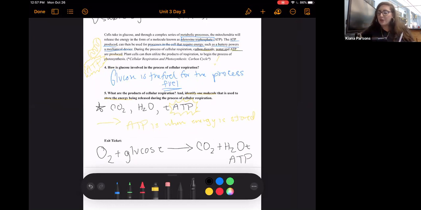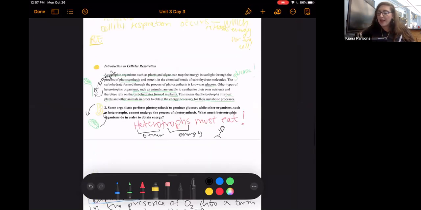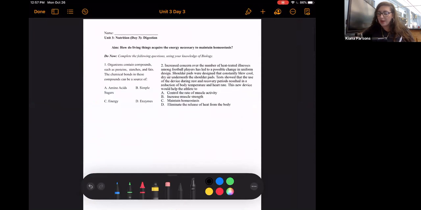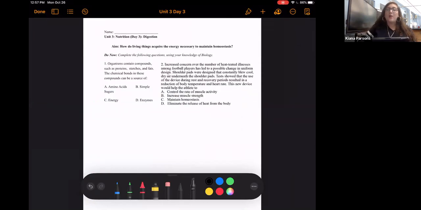All right. So please don't forget to go ahead and complete your exit ticket. But today we talked about Unit 3, Day 3, and our aim was how do living things acquire the energy necessary to maintain homeostasis.